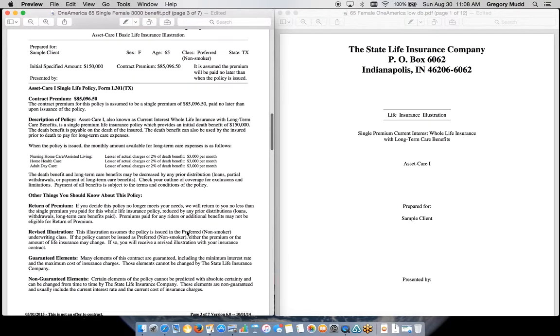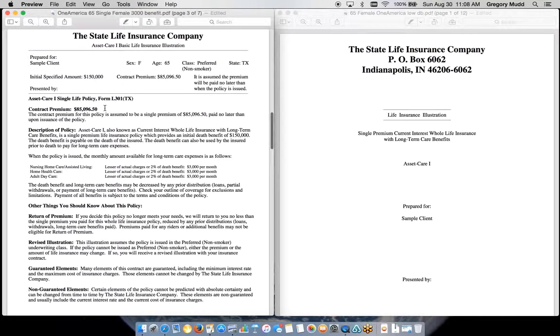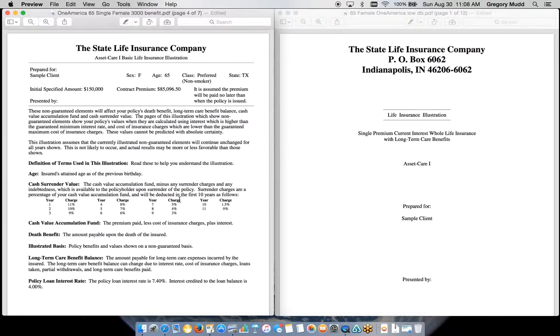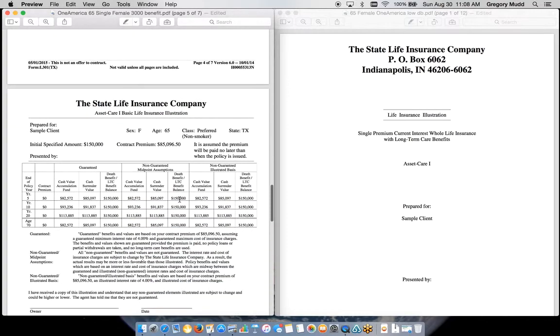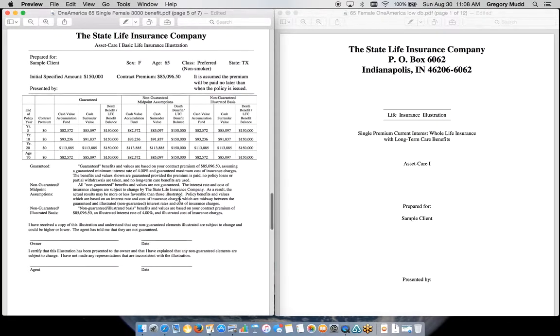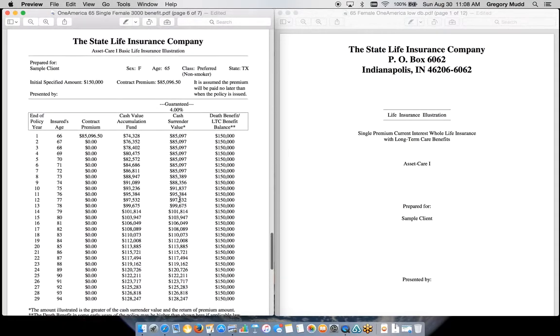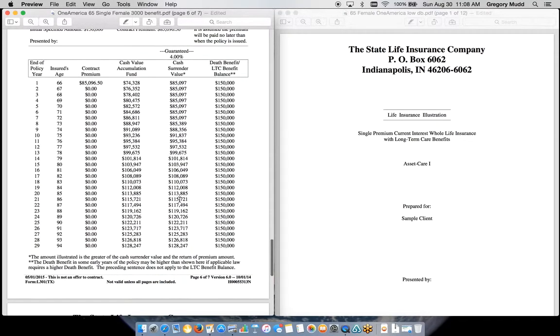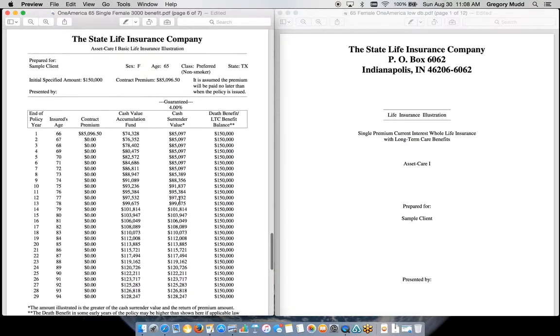On page 3 of the illustration, we see once again the single premium amount stated, and we see this 2% of death benefit. So we had $150,000 death benefit. This is going to pay 2% of that out for long-term care benefits, which 2% of $150,000 is $3,000 a month. The next page is just additional definitions, followed by the summary page with signatures. And we're going to now focus on the ledger illustration, which is page 6 of 7.